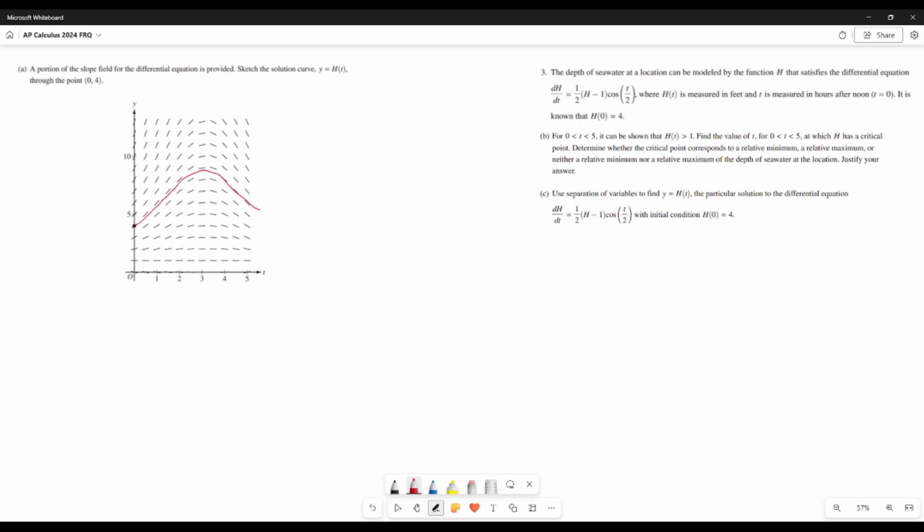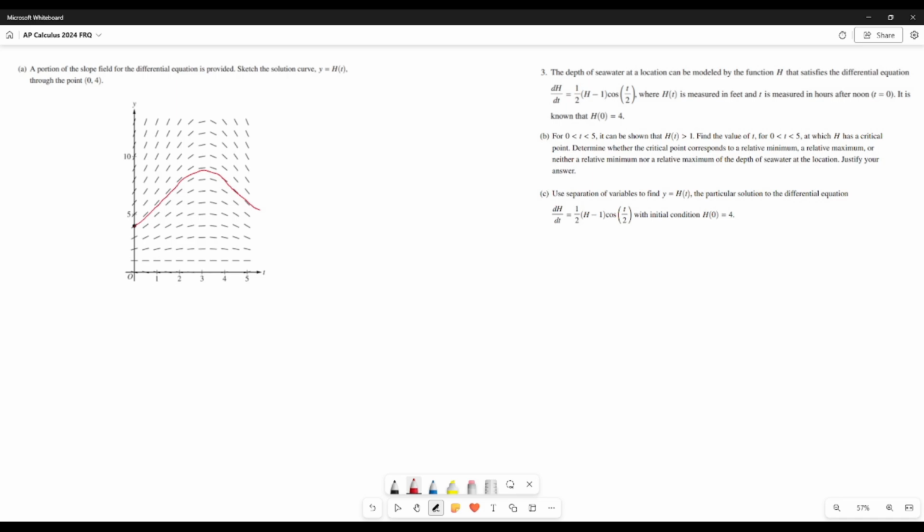Part B says, for 0 less than t less than 5, it can be shown that h of t is greater than 1. Find the value of t for 0 to 5, not inclusive, at which h has a critical point. Determine whether the critical point corresponds to a relative minimum, a relative maximum, or neither a relative minimum nor a relative maximum of the depth of seawater at the location. Justify your answer.